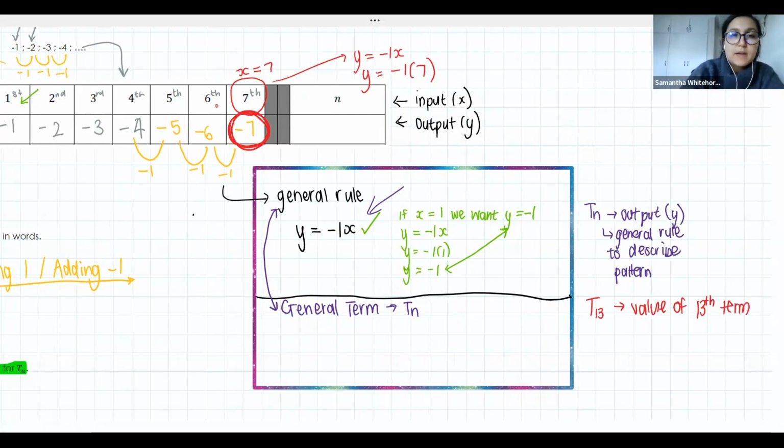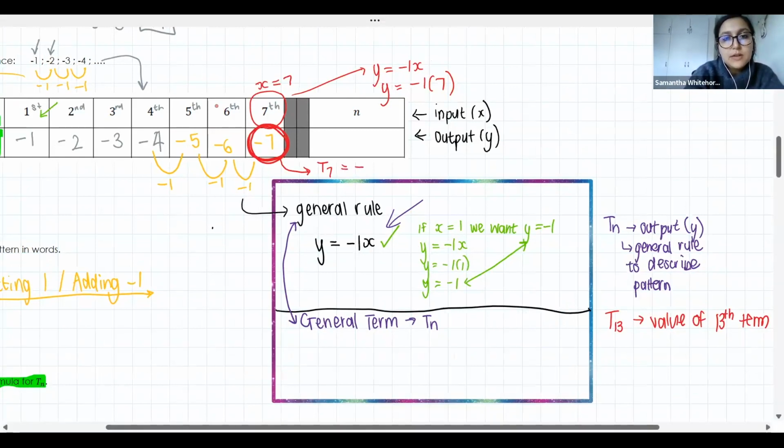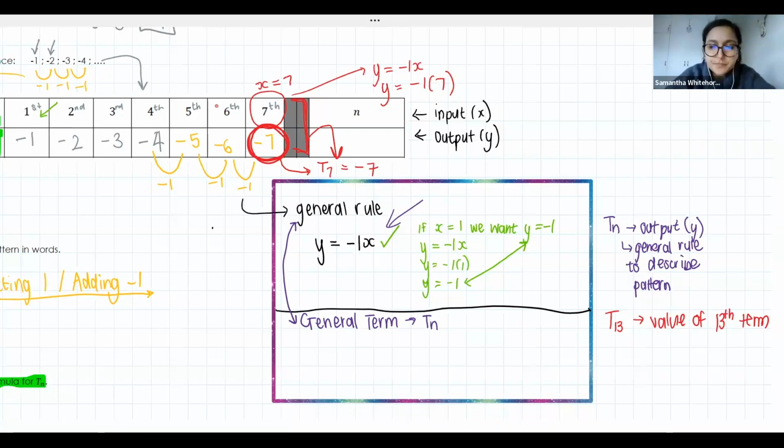So if we go back up to our pattern that we're looking at, T7, the value of the 7th term, is equal to -7. So we are able to take our input and our output values, and write them in a notation using T and T of N.